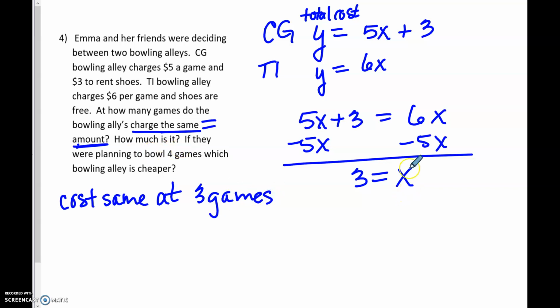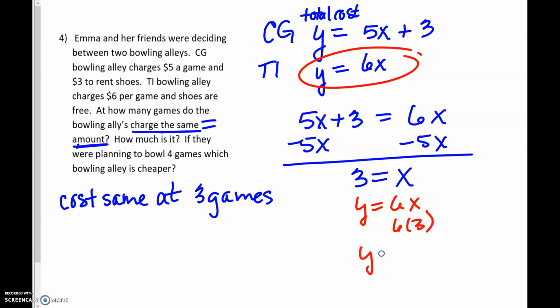All right, how much is it? Okay, so plug your 3 back in here. Let's just use this equation because they cost the same anyway. So y equals 6x, and we just found out x is 3. So y stands for the total cost, and it's $18. So the answer is $18 for the 3 games.